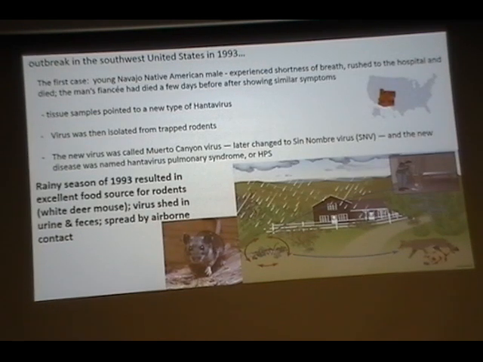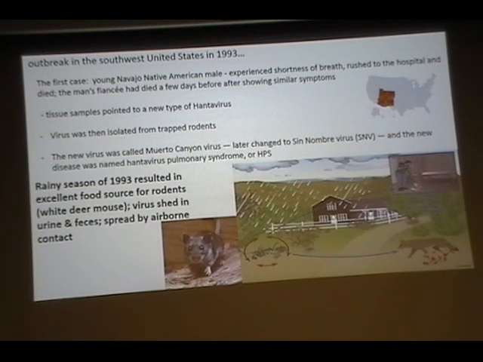The outbreak in the U.S. in 1993, the first case was a young Navajo Native American male, experienced shortness of breath, went to the hospital and died, and then the man's fiance died shortly after showing very similar symptoms. And this was in the Four Corners region of the United States, shown on the map there. The tissue samples from the folks pointed to a hantavirus. People had already known about these viruses, and so they found some evidence that it was hantavirus.